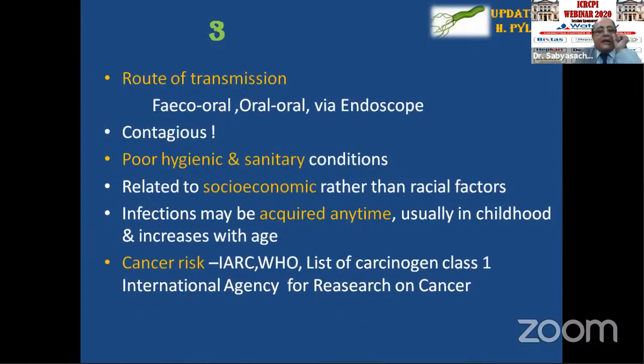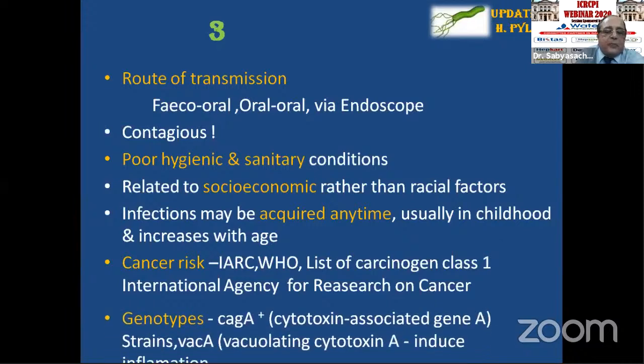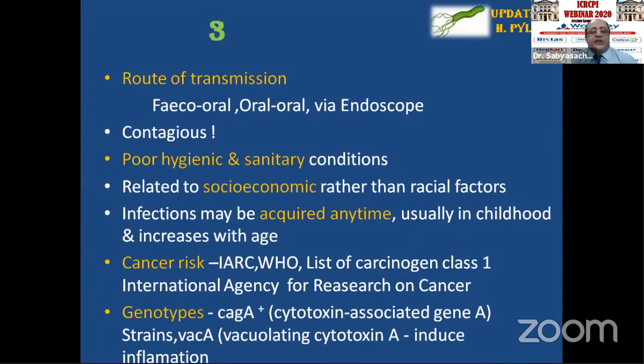On cancer risk, the International Agency for Research on Cancer, WHO, has listed it as a class 1 carcinogen. As for genotypes, there are many genotypes and strains. CagA and VacA induce inflammation, but CagA is more virulent.